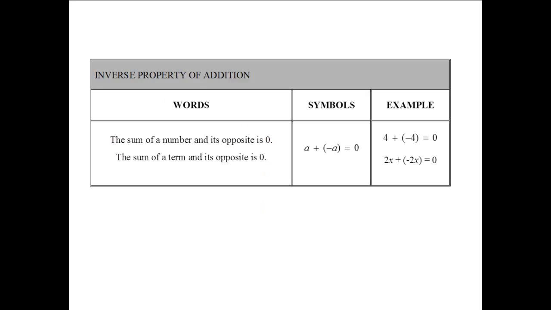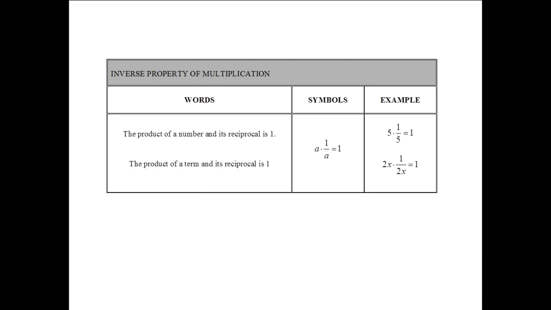The inverse property of addition states that the sum of a number and its opposite is 0. 4 plus negative 4 is 0. Similarly, with terms, the sum of a term and its opposite is 0. 2x plus negative 2x is 0. The inverse property of multiplication states that the product of a number and its reciprocal is 1. 5 times 1/5 is equal to 1.